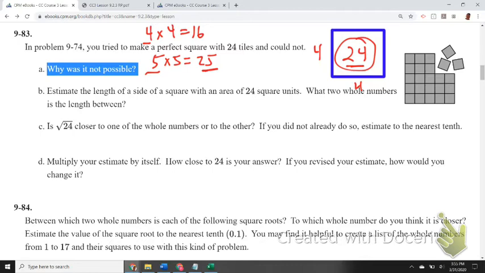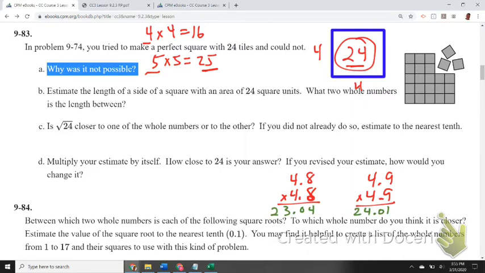If you did, multiply your answer by itself and see what you come up with and how close your answer is. For example, if I were to guess it was 4.8, what's 4.8 times 4.8? You can use a calculator to figure that out. If it's 4.9, what's 4.9 times 4.9? See what you come up with.